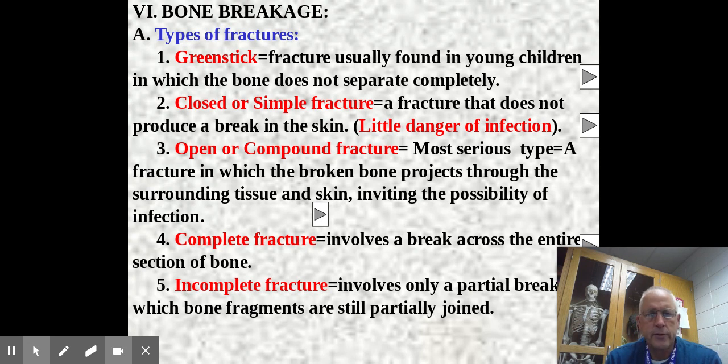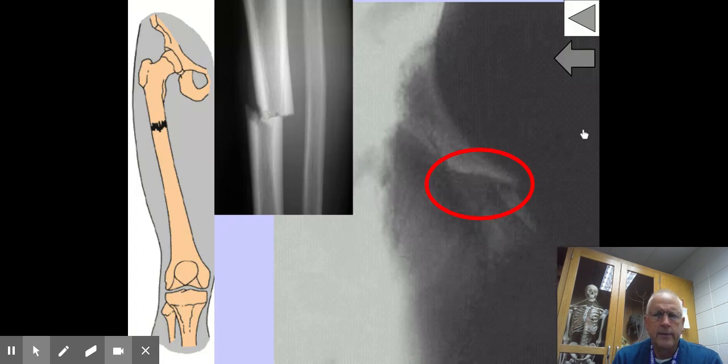A very common fracture in adults and anybody for that matter is closed or simple. It goes by both names. You'll probably get a B question on the test. That's a fracture that doesn't produce a break in the skin. Little danger of infection, pretty common one. Usually we're going to cast that or splint that, and you go on your way, and they don't have to do much at the hospital. You can see it's crossed. This is a broken nose. You can see that doesn't break through the skin.